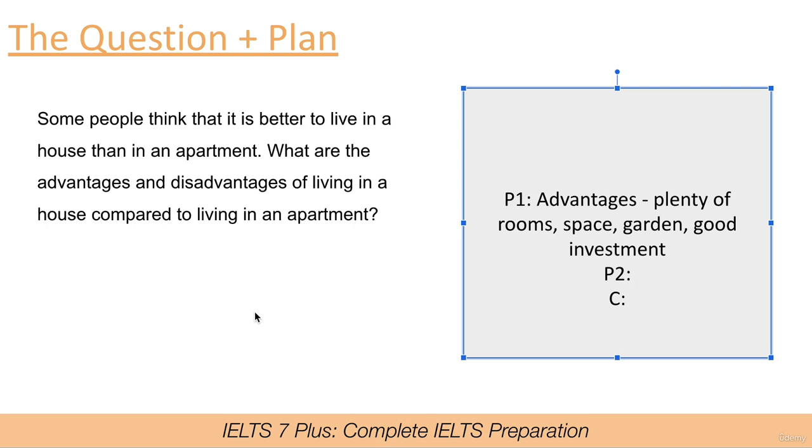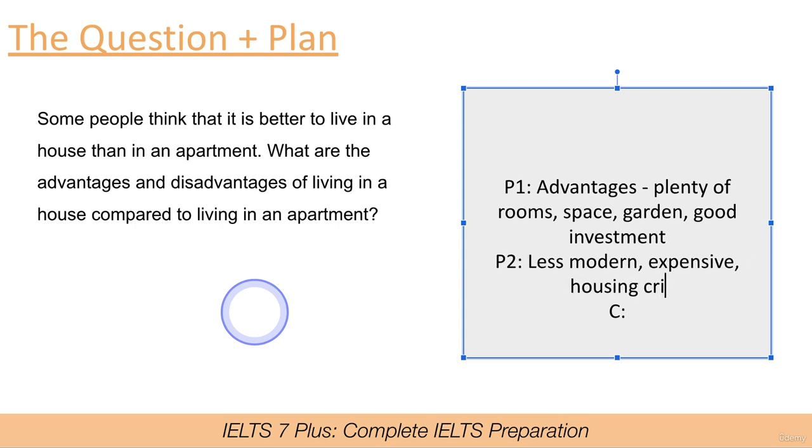Disadvantages of living in a house. Well, apartments tend to be a bit more modern, so maybe a house might be less modern. It might be expensive to maintain. The fact that there is actually a housing crisis in some parts of the world. There's not enough places to live. So this might feed into the fact that you might not find your dream house, or you might be forced into buying or living in a house that perhaps you don't really want. You might have to make sacrifices. It might be difficult to redesign as well.